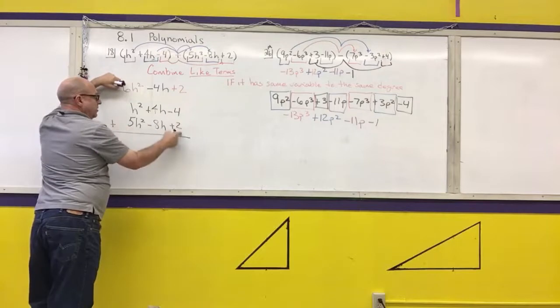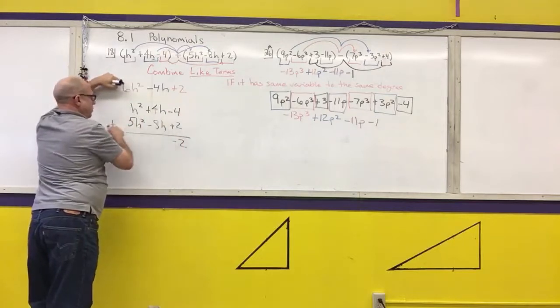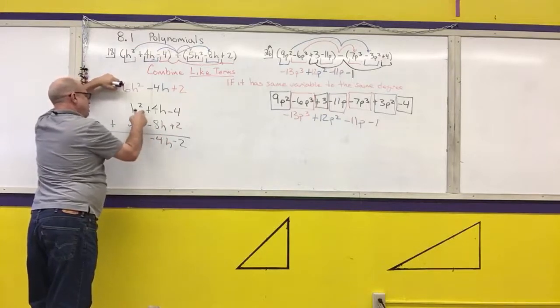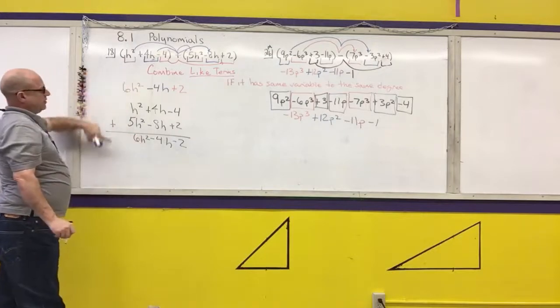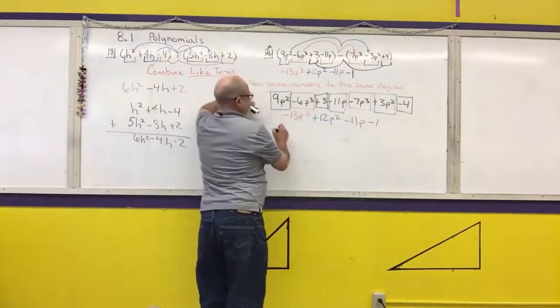4 plus negative 4 plus 2 is negative 2. 4 plus negative 8 is negative 4. 1 plus 5 is 6. And notice I get the same answer. Same thing here. Write it in standard form.